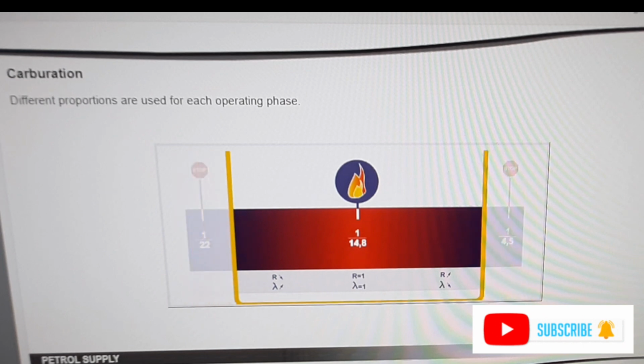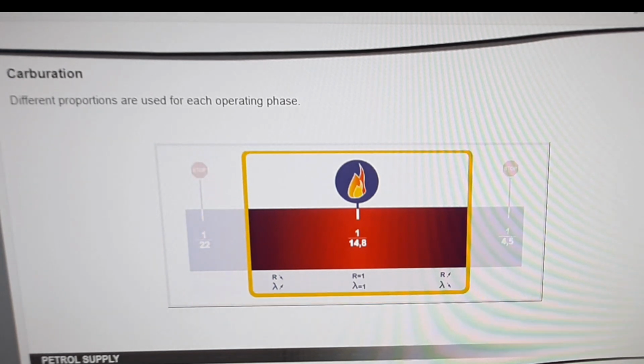Of all the possible proportions, only a limited range of proportions is used for each operating phase. Efficiency proportions equate to a lean mixture of 1 for every 18. The slight excess of air means all the petrol is burned to achieve maximum efficiency. These economic proportions are used at medium engine speeds.